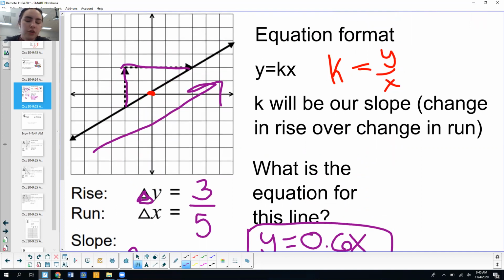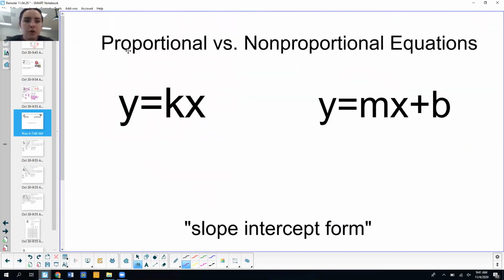All right, so I just kind of want you to keep this in mind. This is a proportional relationship. Remember, proportional relationships are straight lines running through the 0, 0 point on a graph. So 0, 0 at the origin. Today we're going to talk about the difference between a proportional relationship and a non-proportional relationship.